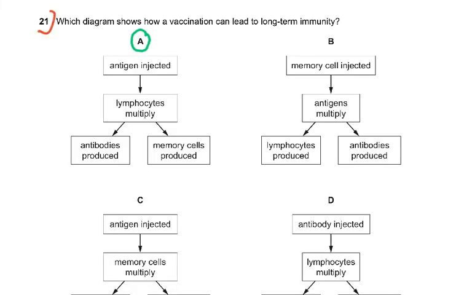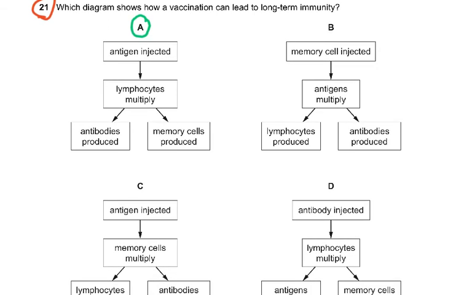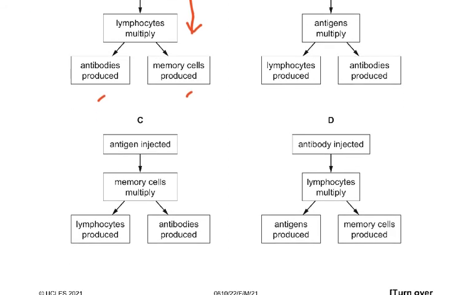Question 21. Which diagram shows how a vaccination can lead to long-term immunity? We're all getting vaccinated these days, so we need to be clear about it. Number one: antigen is injected, lymphocytes multiply, antibodies produced, memory cells produced. This was wrong. Memory cells and antibodies are never injected, antigen is injected. So it could have been either this one or this one.